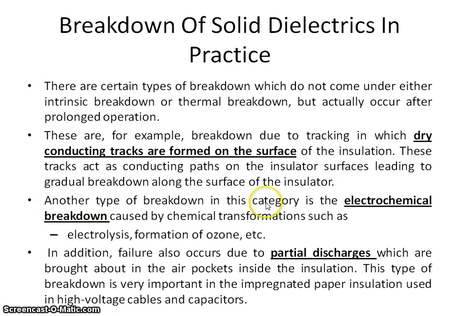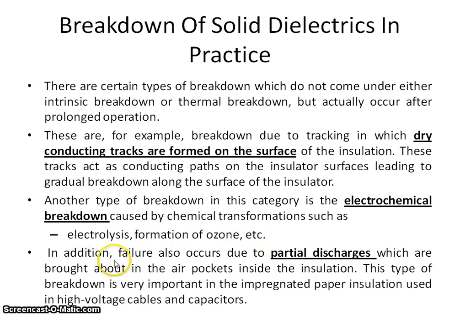Another type of breakdown in this category is known as electrochemical breakdown. Electrochemical breakdown means a chemical reaction is produced by the application of the electrical field, causing chemical transformation such as electrolysis, formation of ozone, etc.